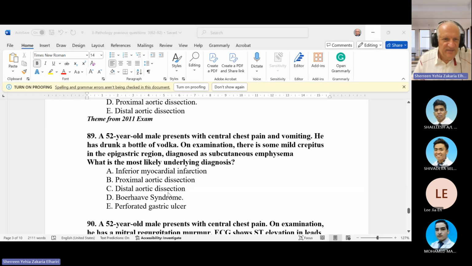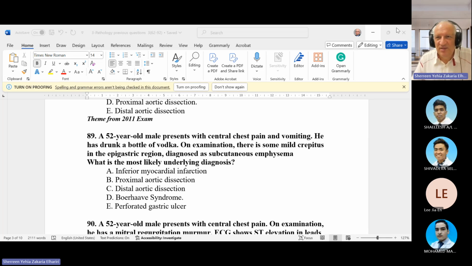Next question: a 52-year-old male presented with central pain and vomiting. He has drunk a bottle of vodka. You know, vodka is what we call Russian wine. Russian wine is not common in England. But if you are not used to wine and drink a lot suddenly, you can have severe vomiting and can cause rupture of the esophagus.